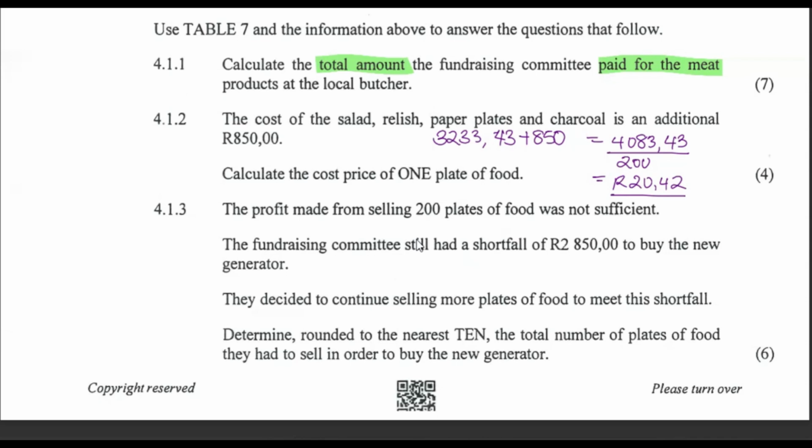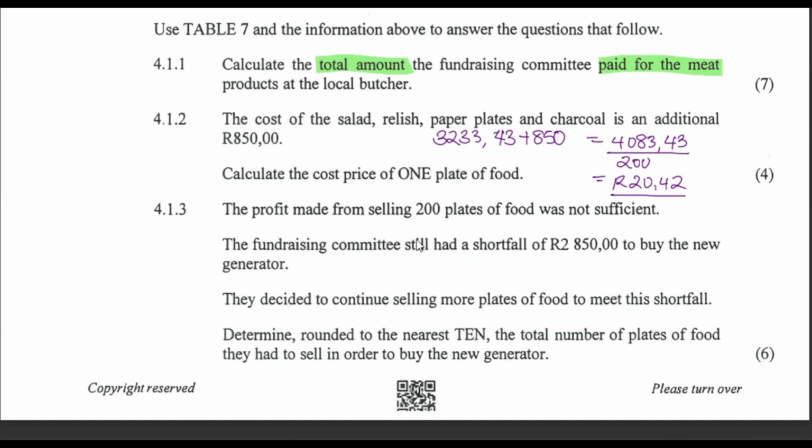The profit made from selling 200 plates of food was not sufficient. The fundraising committee still had a shortfall of 2,850 to buy the new generator. They decided to continue selling more plates of food to meet this shortfall. Determine, rounded off to the nearest 10, the total number of plates of food they had to sell in order to buy a new generator.